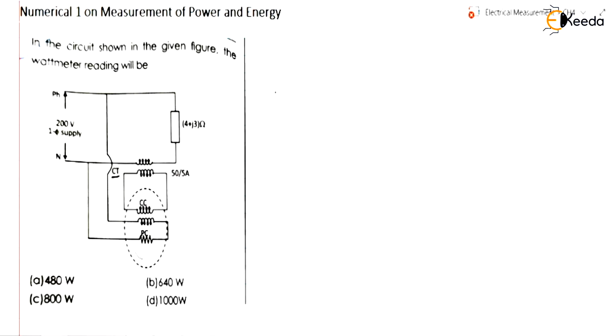So first of all, let us note the given data. Impedance Z is equal to 4 plus j3 ohm, it is given. Supply voltage V is equal to 200 volt. Now if you check, this is the CT we are having. Next, the secondary current of the CT will be flowing through the current coil of the wattmeter, and the potential coil of the wattmeter is connected across the supply.